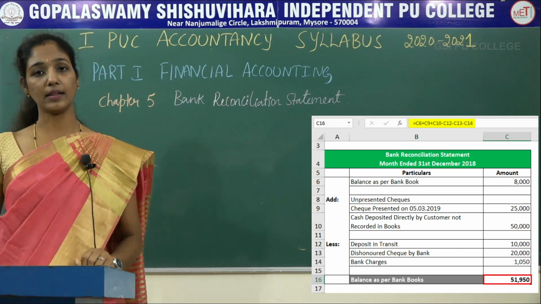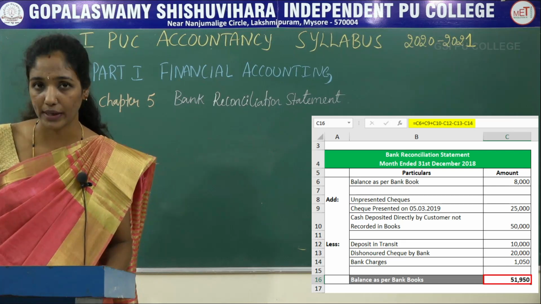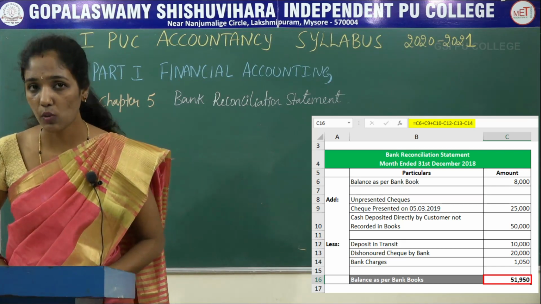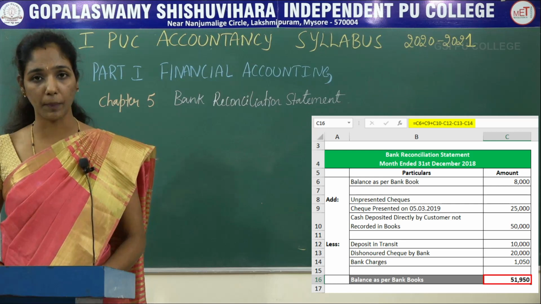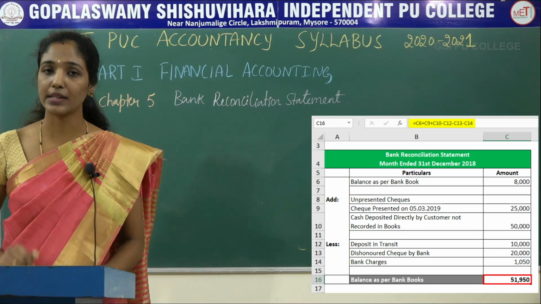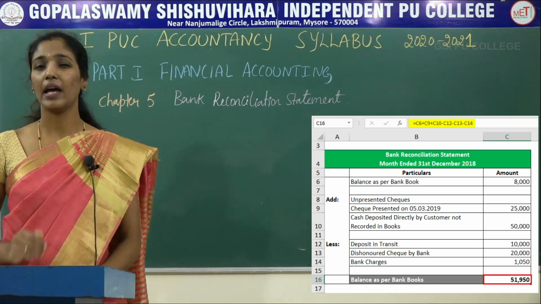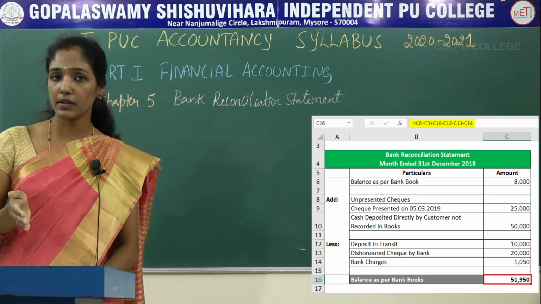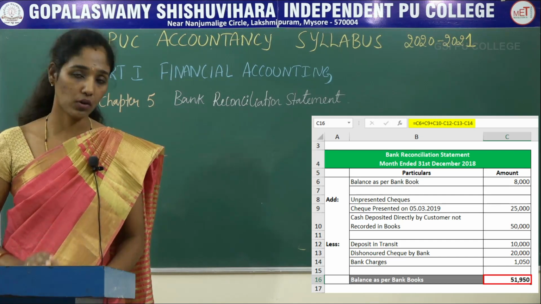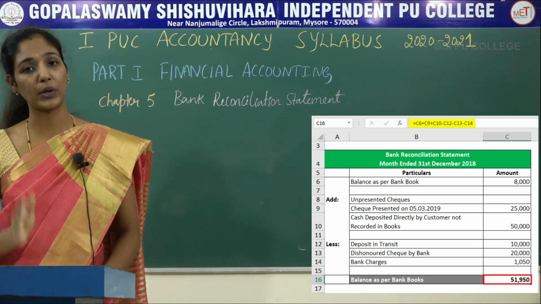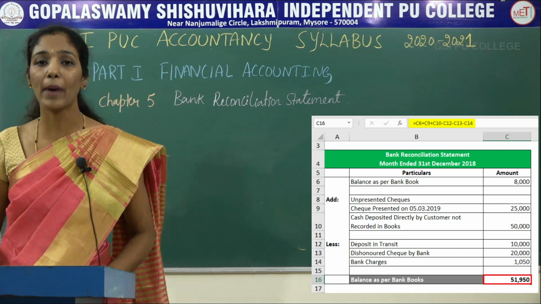But in practice, these are usually found to be different, and the differences between the cash book and the passbook are caused by two factors. One is the time difference of recording transactions, and the second one is some errors made by the businessman or by the bank. So due to these causes, there are some differences between the cash balance and the bank balance.